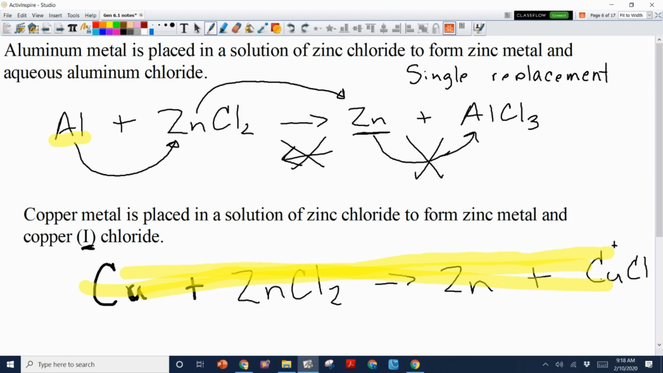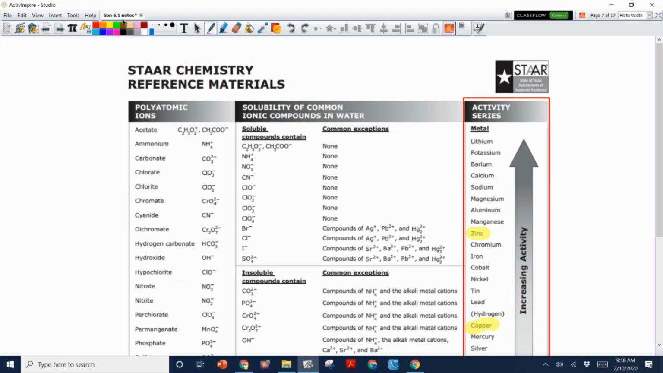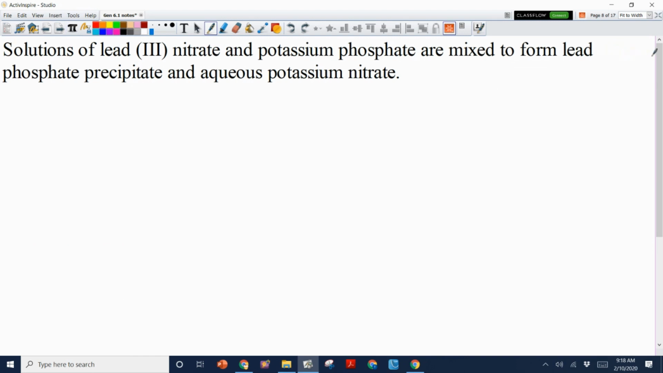So what you would do if you had a problem like this is you would say no reaction. No reaction is going to happen. That is not possible. Okay, so make sure that when you have a single replacement reaction that you look at that activity series and first make sure that the reaction is going to happen. Okay? All right. And the last type of reaction that we're going to talk about is called a double replacement.